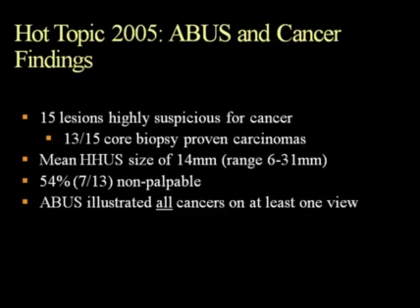When we looked at our automated breast ultrasound cancer findings, we had 15 lesions that were highly suspicious for cancer when we looked at the automated breast ultrasound. 13 out of 15 were core biopsy-proven carcinomas. The handheld size was 14 millimeters with a range of 6 to 31. 54% of them were non-palpable, and the automated device illustrated all the cancers on at least one view.